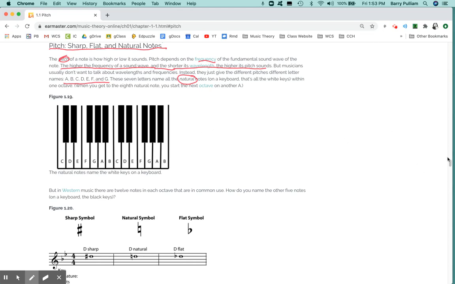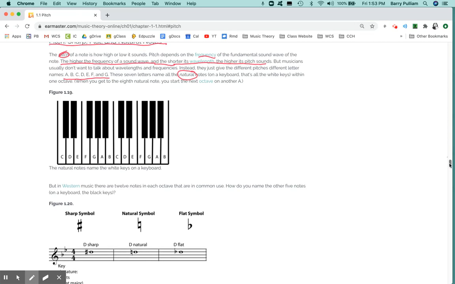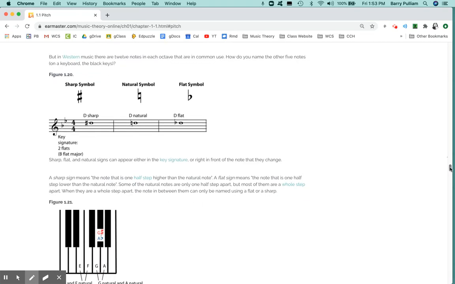But in Western music, which is what we're studying, there are actually 12 notes in an octave. So it's divided up into 12 notes. And we represent those with sharps. That's a sharp, a flat, and then a natural. Natural means it doesn't have a sharp, doesn't have a flat. So why do we need a symbol to mean doesn't have one of these?